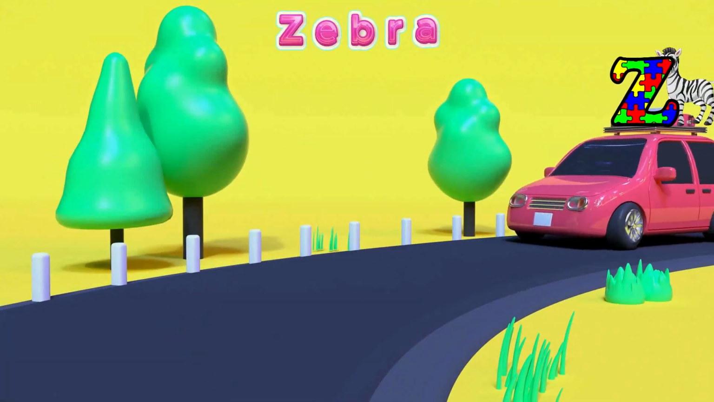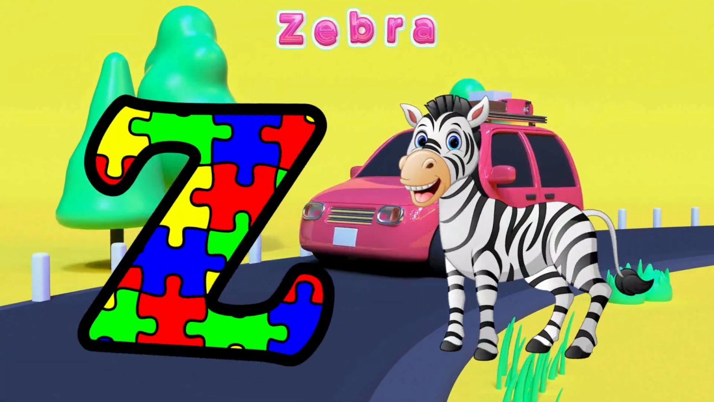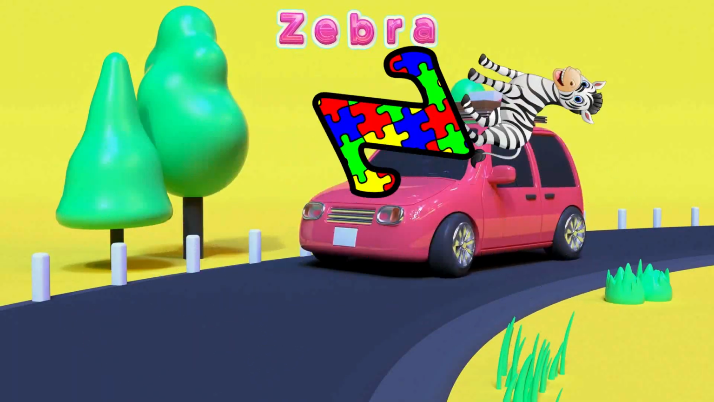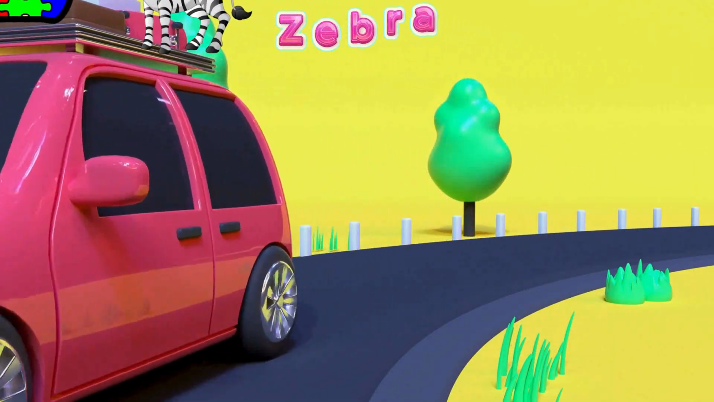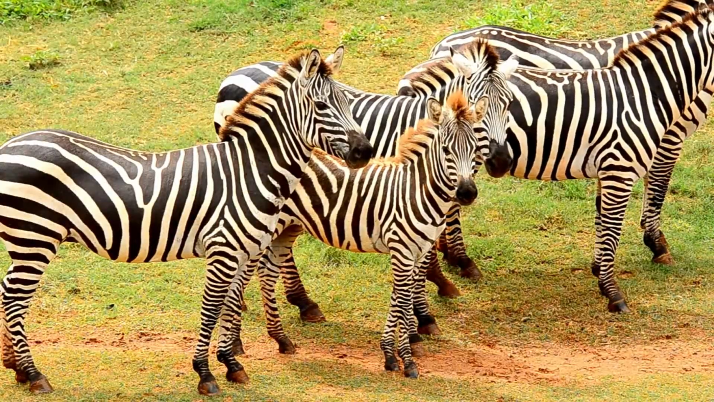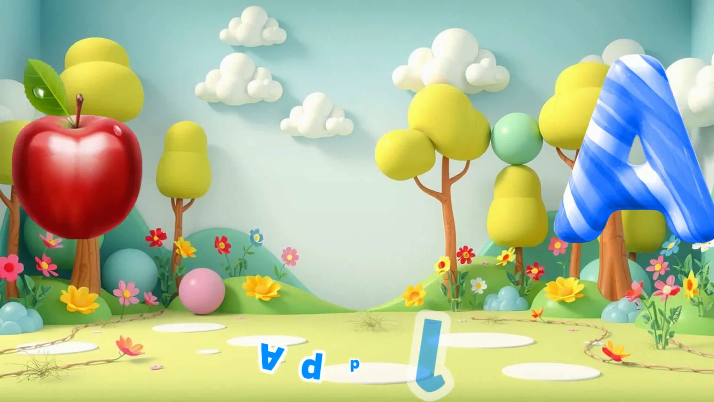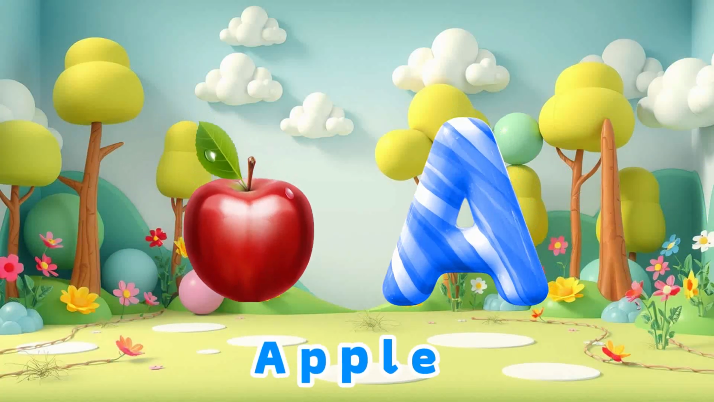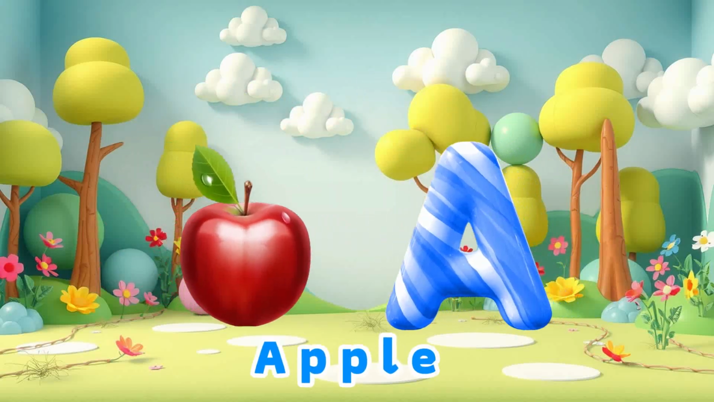C is for zebra. C, C, zebra. Z is for zebra. A is for apple. A, B, apple.